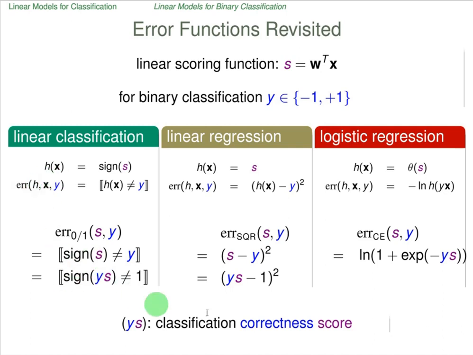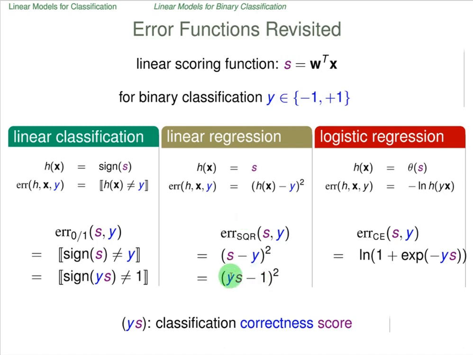error is 0. So the task here is to maximize, let's call this ys the classification correctness score, and then the task is to maximize the classification correctness score. And we can rewrite the linear regression in-sample error function also using the classification correctness score as follows. The squared error of s and y originally uses the difference between s and y. Y here is some real valued number, right? So we can change this into ys minus 1 for binary classification.